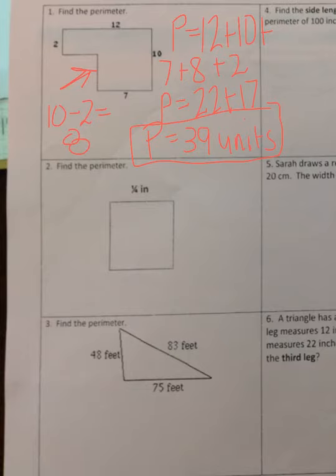The answer is 39 units. Number 2, find the perimeter.